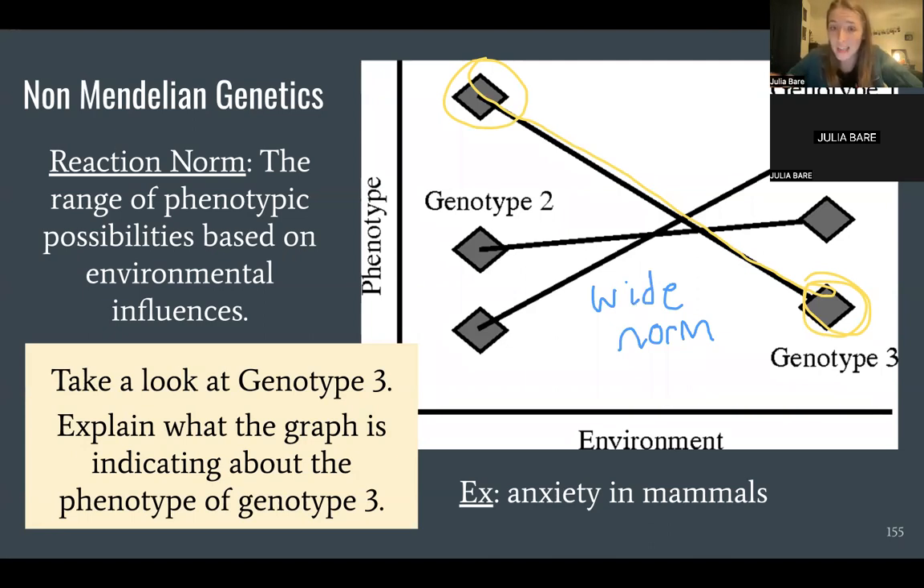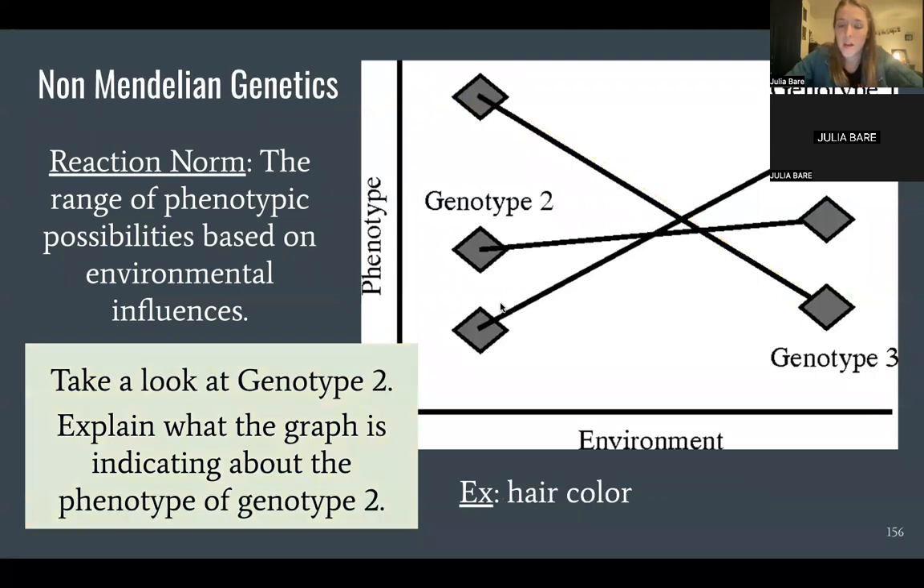So if we're looking at anxiety in mammals, maybe this phenotype, I'm going to label it in blue, maybe this particular circumstance is going to be the zoo scenario, right? This is where they have a high level of anxiety. Whereas the green one that I'm going to circle, this would be the low level of anxiety that they experience in a non-zoo scenario.